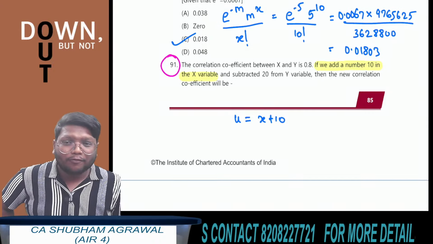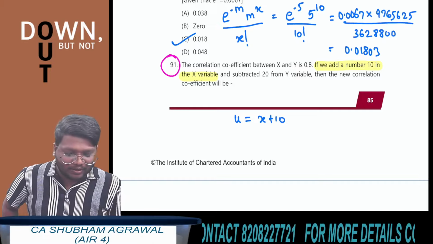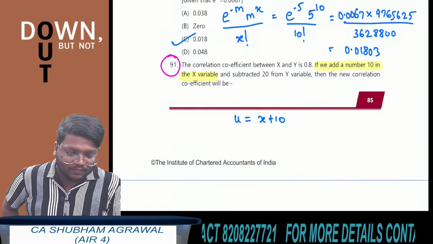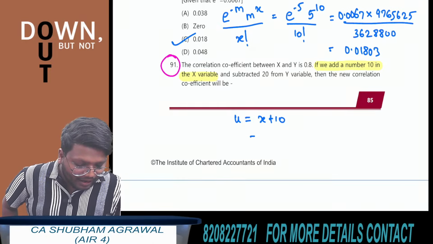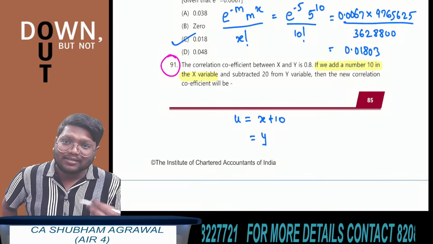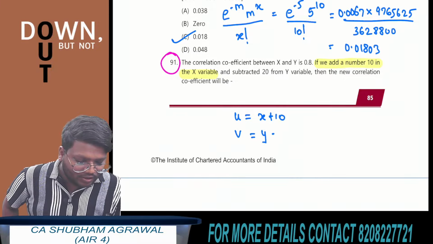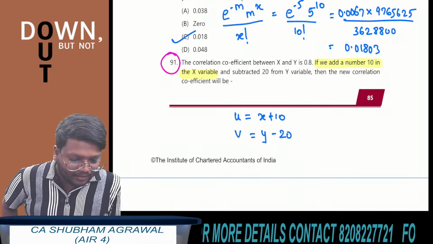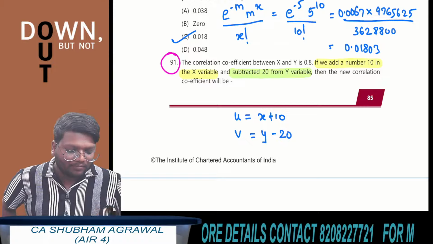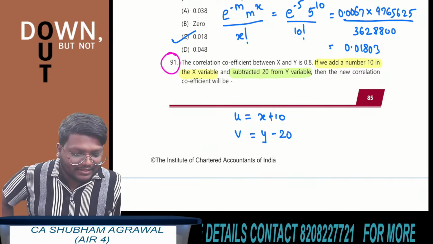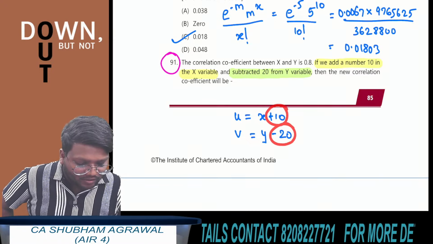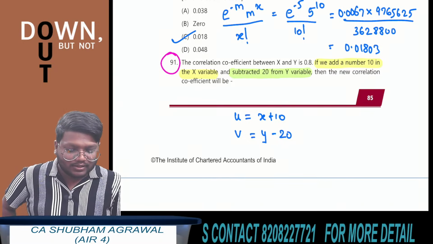So from variable x, we are constructing a new variable u, and this u is x plus 10. And from variable y, we are making a new variable v, and v is equal to y minus 20. It is given that we are subtracting 20 from y. You can see here that addition of 10 or subtraction of 20 is what? Change of scale.